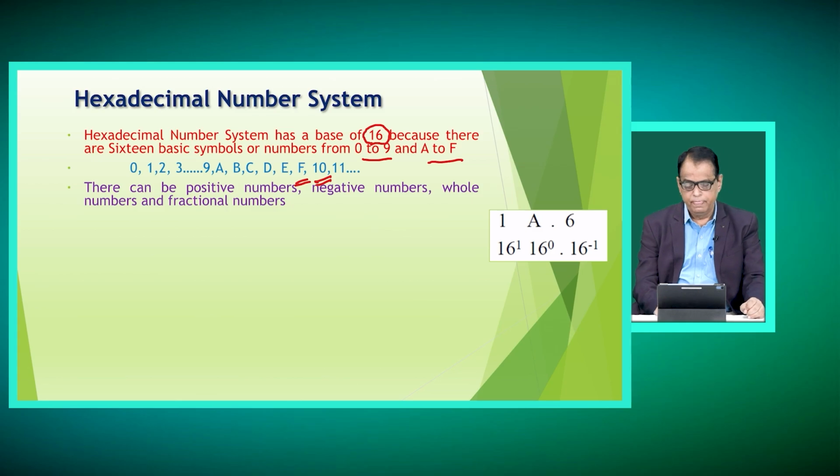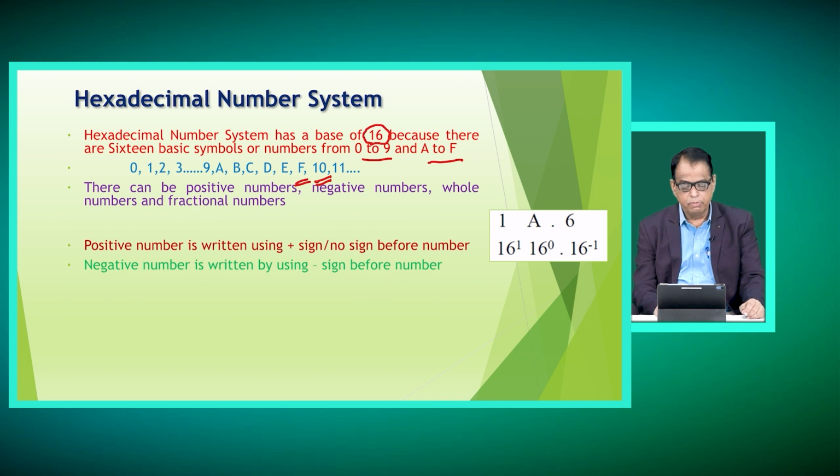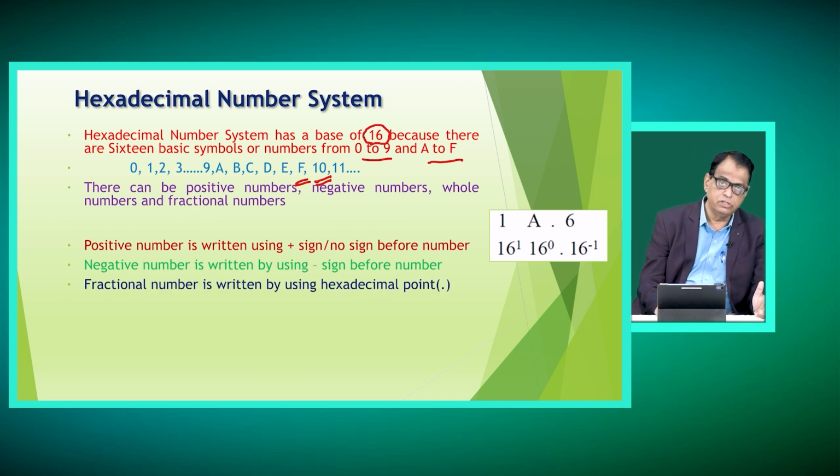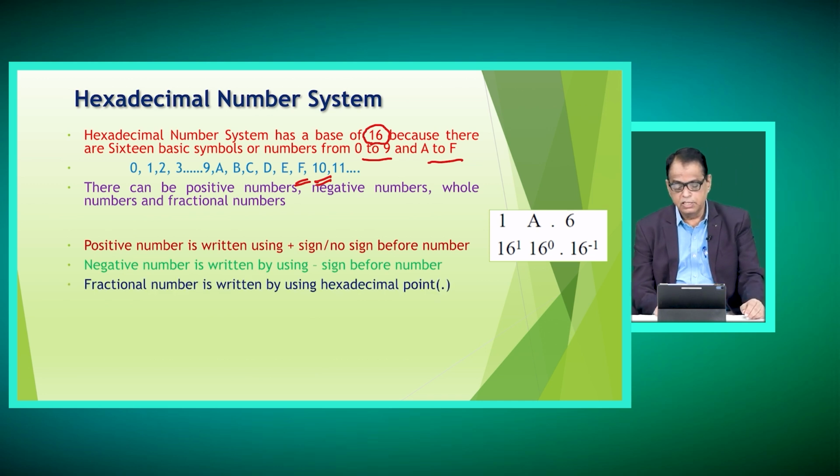As you know, 10 in octal is different from 10 in decimal, binary, and hexadecimal number systems. The numbers can be positive or negative. Positive numbers can be written by using a plus sign, negative numbers can be written by using a minus sign, and fractional numbers can be written by using the decimal point.